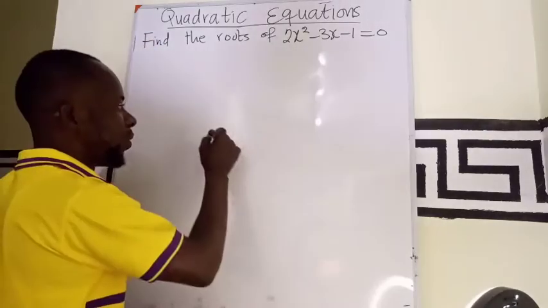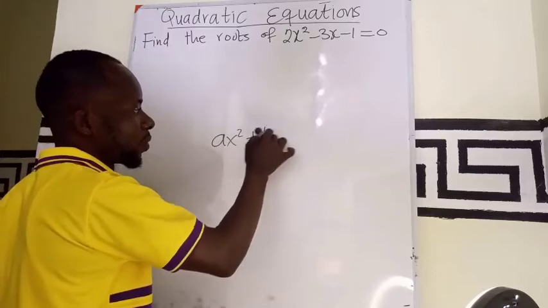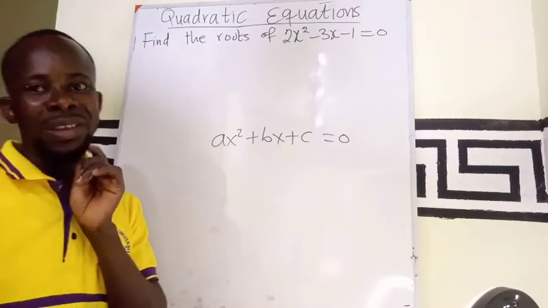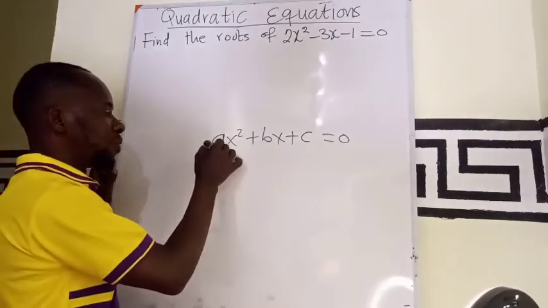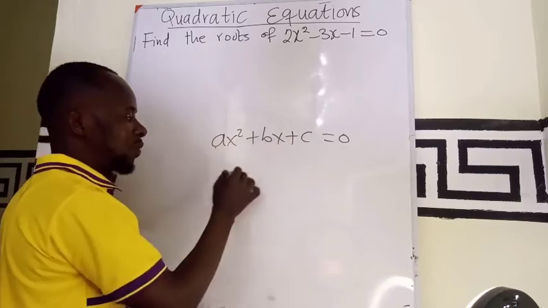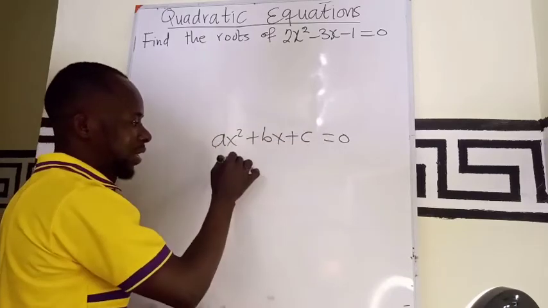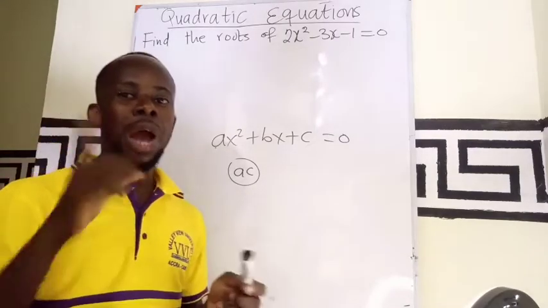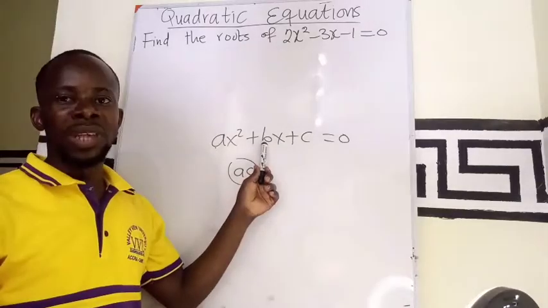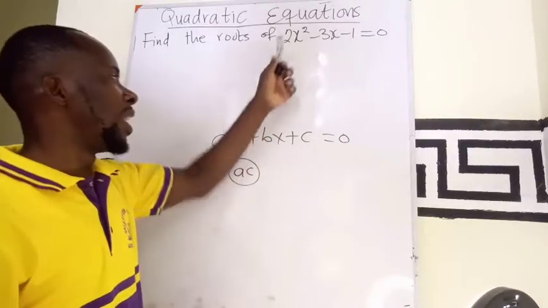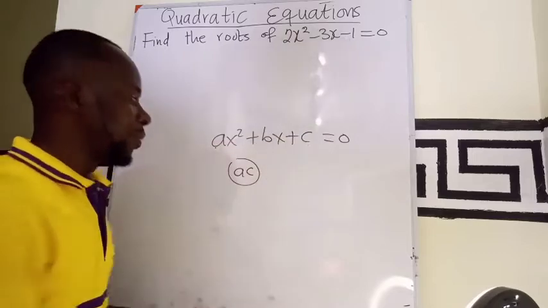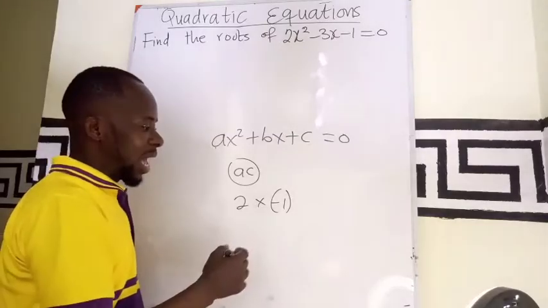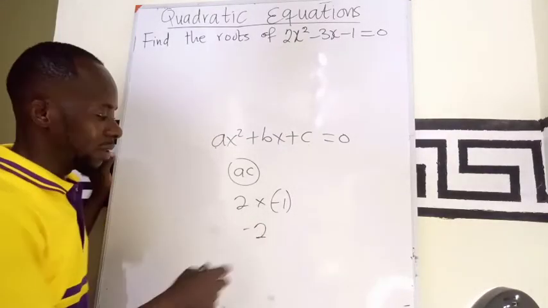Now when we have any equation of this form, if you're asked to factorize, what do we do? We multiply a and c, that is, we find the product of a and c. If you multiply, you find the factors of those numbers. When you add, you have to get the b, which is the coefficient of x. So in this case, we have 2 times minus 1. If I multiply this, I have what? Minus 2. So that's my ac.